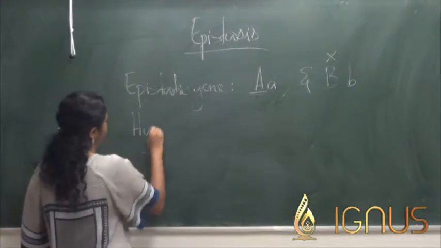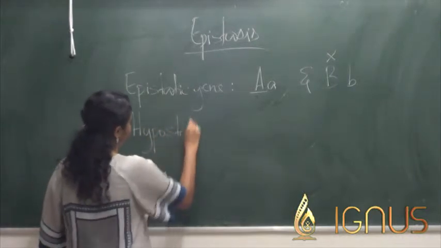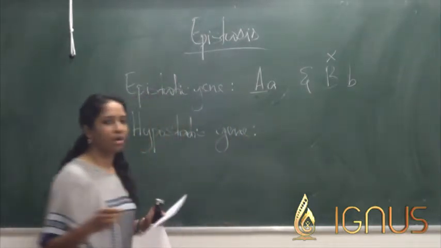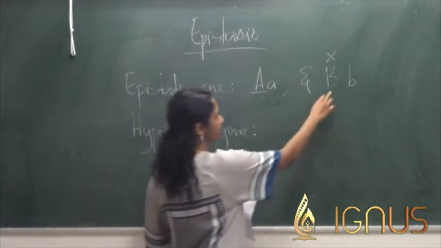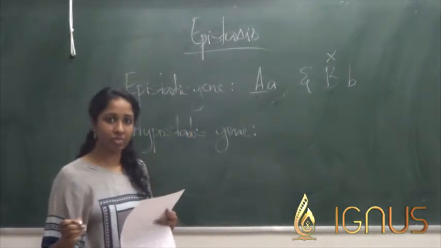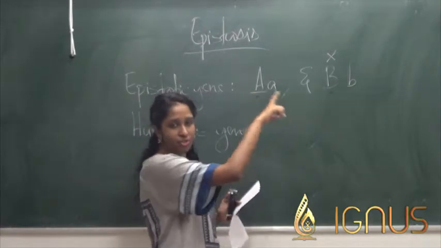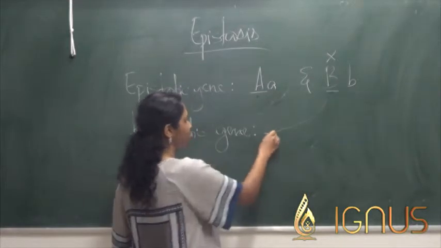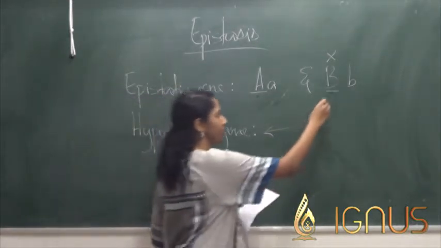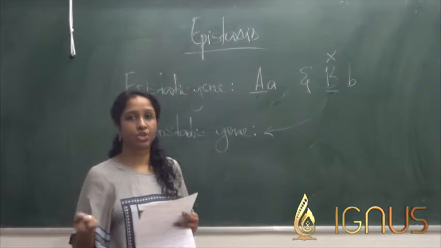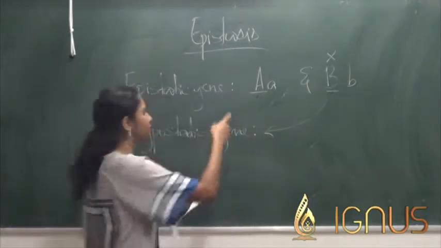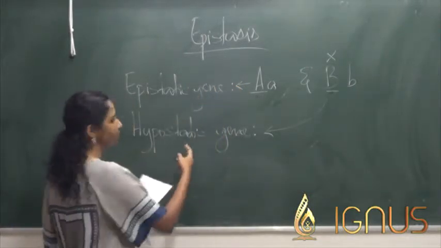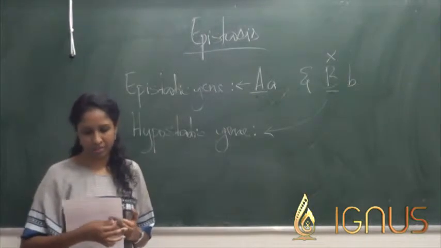Another term is the hypostatic gene. So the hypostatic gene is the gene that is getting stopped. Alright. So if A is going to stop the expression of B, then B is known as the hypostatic gene, because this one is getting its expression stopped by gene A. So gene A in this example would be the epistatic gene, gene B would be the hypostatic gene.